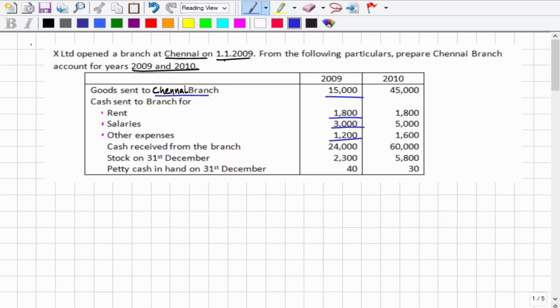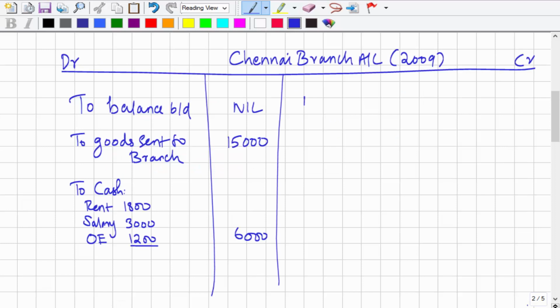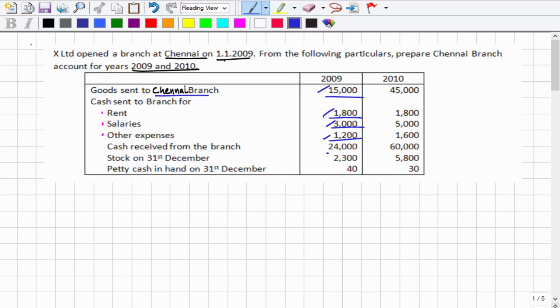So we have covered these items, and next you have cash received from the branch. So when cash is received from the branch, entry is going to be cash account debit to branch, right? So it means we have to say by cash. By cash, and what is the cash that is received? It is 24,000. Fine. So that is also taken care.